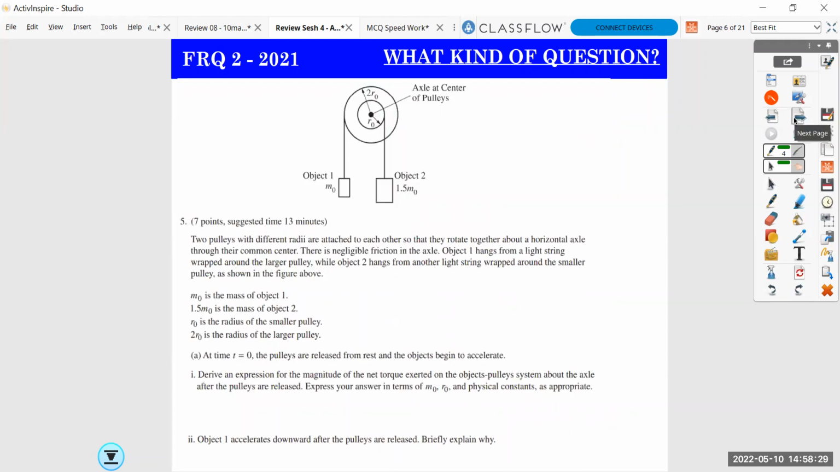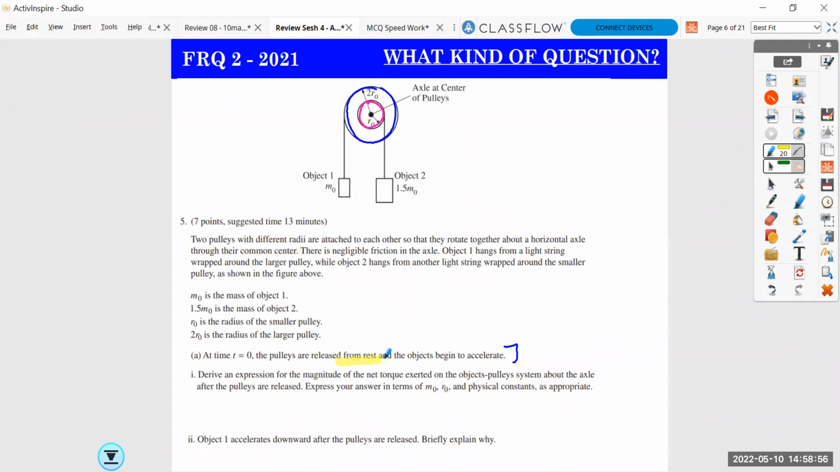All right, we talked about this one in class today, but I'm still going to go over it. We've got 2 pulleys with different radii. So we've got object 2 connected to this inner pulley of radius r0, and object 1 connected to this outer pulley of radius 2r0. And the very first thing it says is, at time t equals 0, the pulleys are released from rest. That's actually going to be important. They're released from rest, and the objects begin to accelerate.